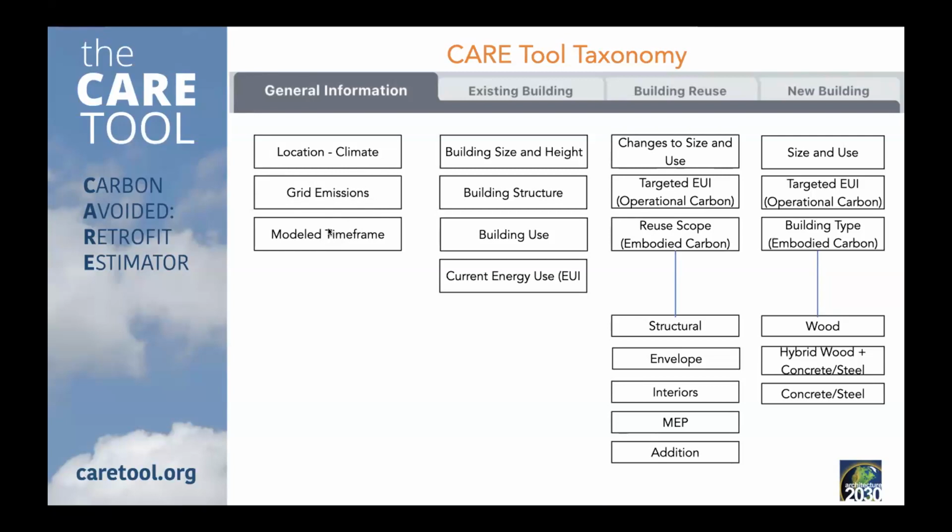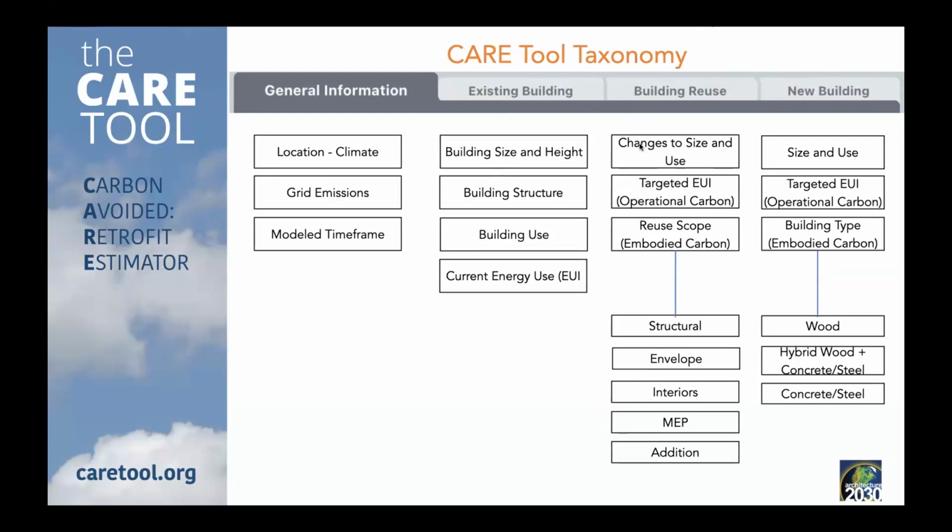And we recommend setting a time frame of 20 years because that's the period of time we're trying to reduce the carbon in. And we want to see if we're succeeding in the next 20 years, not in 30 or 40 or 50 years. When you go to the existing building tab, you enter the building size and height, the type of structure of the existing building, the building use, which will give you the typical EUI for that building type. And it'll spit out the EUI for that building.